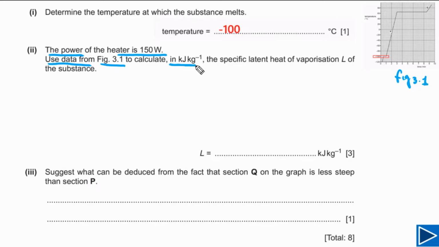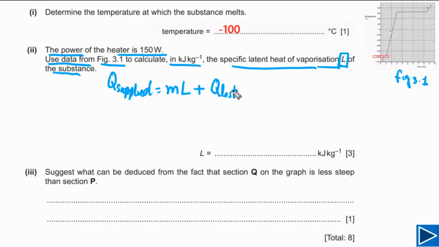We need to calculate in kilojoules per kg the specific latent heat of vaporization of the substance. That means we have to calculate L, the specific latent heat of vaporization. A simple way to start is to say Q supplied, the amount of thermal energy supplied, is equal to latent heat of vaporization plus Q lost, the heat loss. But it is given that our apparatus is perfectly insulated, so there is no heat loss. So we can say this is equal to 0.